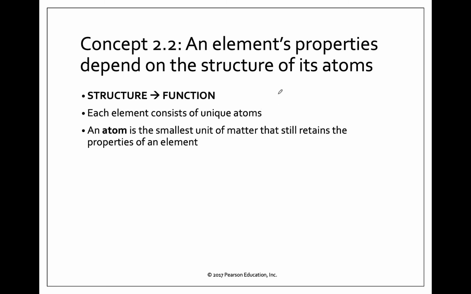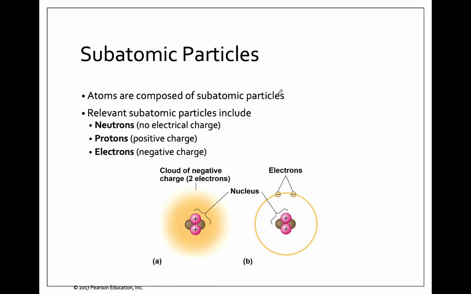So an element is a pure substance, but an element can be broken down into atoms. And an atom is the smallest piece of matter that can still be considered a portion of that element. If we start to take atoms apart, then we're going to lose the properties of that element. So each element has a unique atom. And these atoms are made up of subatomic particles.